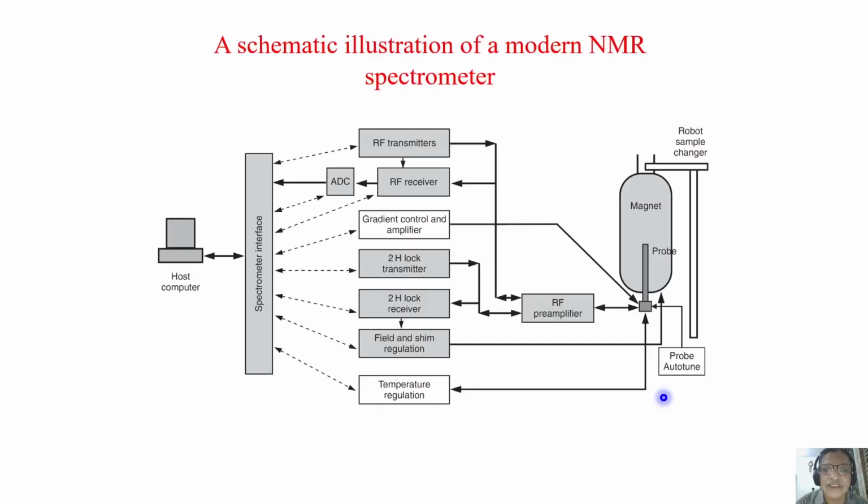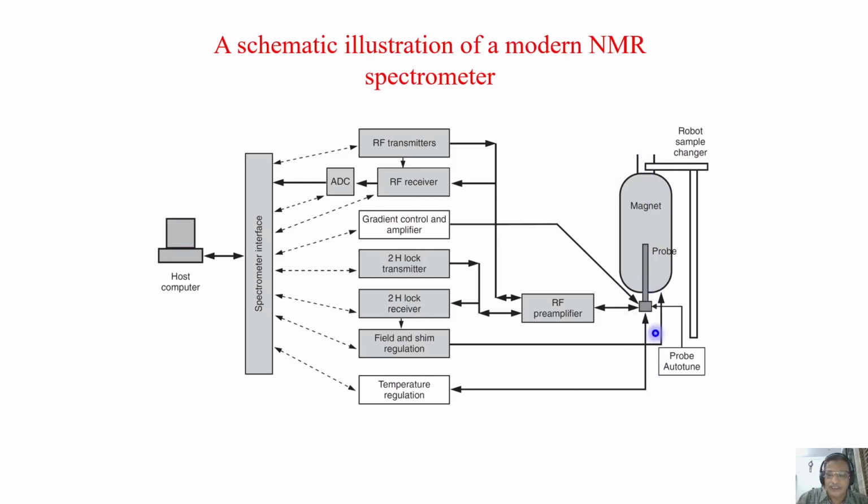This is a schematic illustration of a modern NMR spectrometer. It consists of a magnet, which is a superconducting magnet. I will tell you as we go ahead further. And we have a probe which is put from the bottom, and you have to insert the sample from the top. Nowadays we have a robot to do that job.